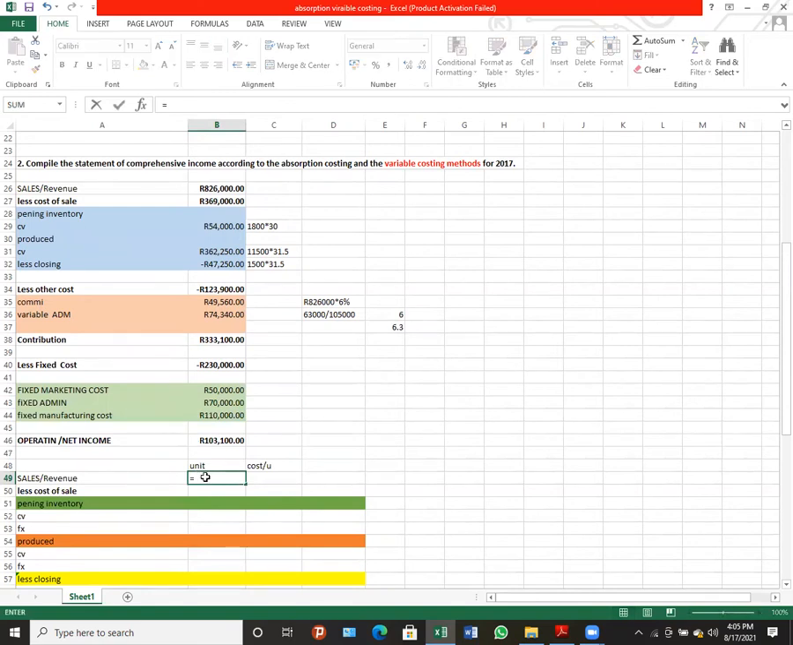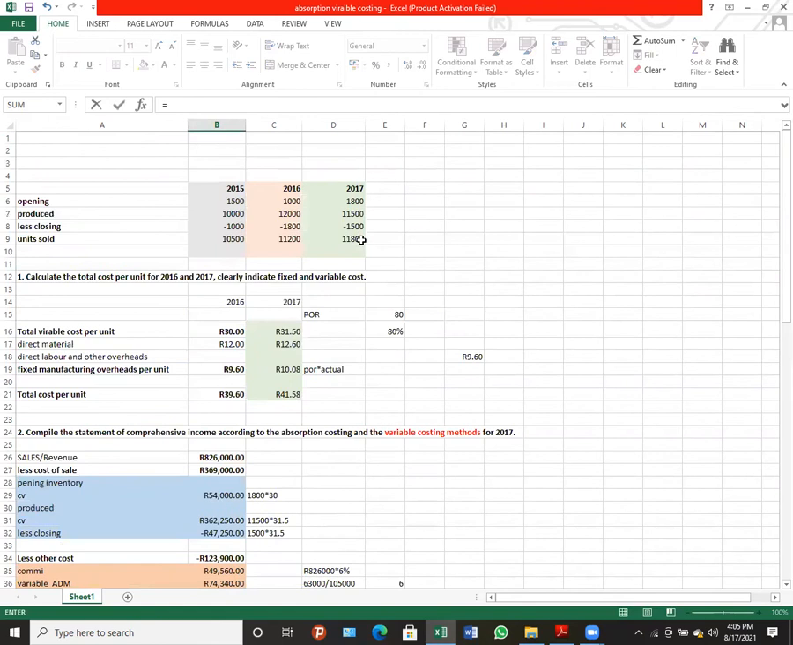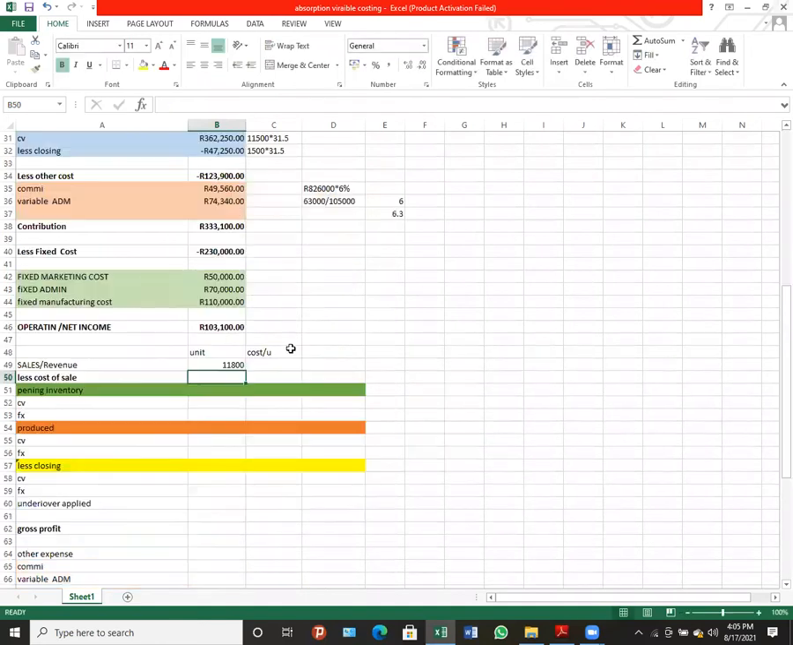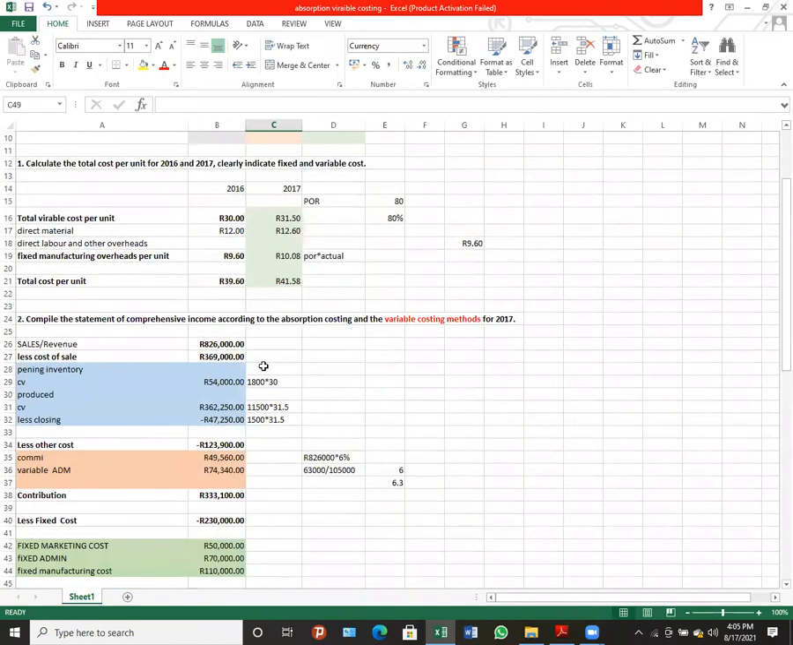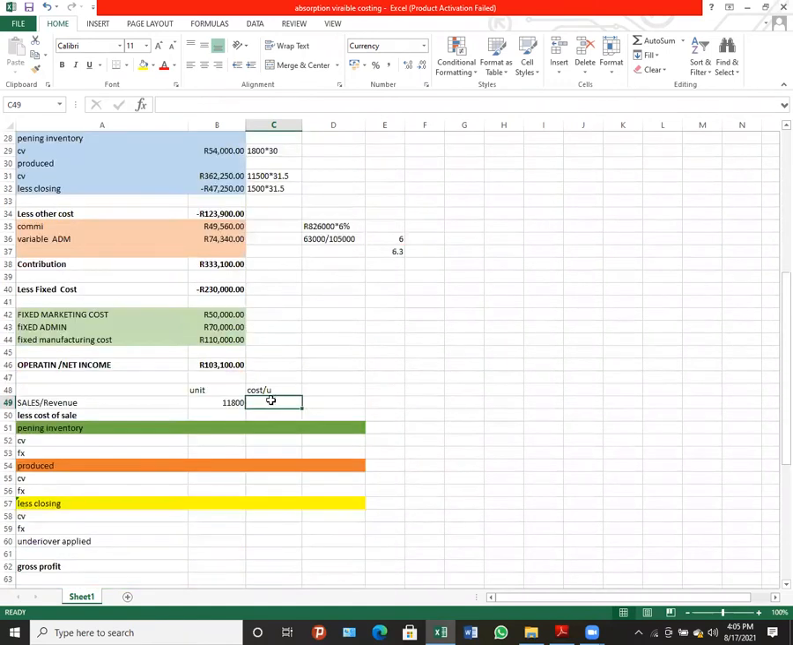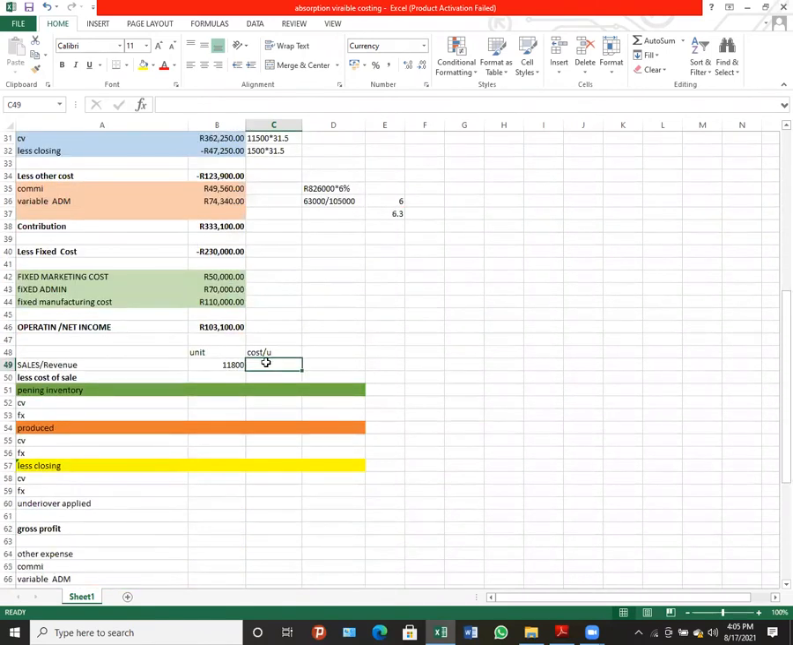How many units did we sell, guys? We sold 180 units. With how much, guys? 70 Rand. Because today we are doing what? Absorption costing for 2017 is equals to 70 Rand, because they said the selling price is going to increase to 70 Rand.